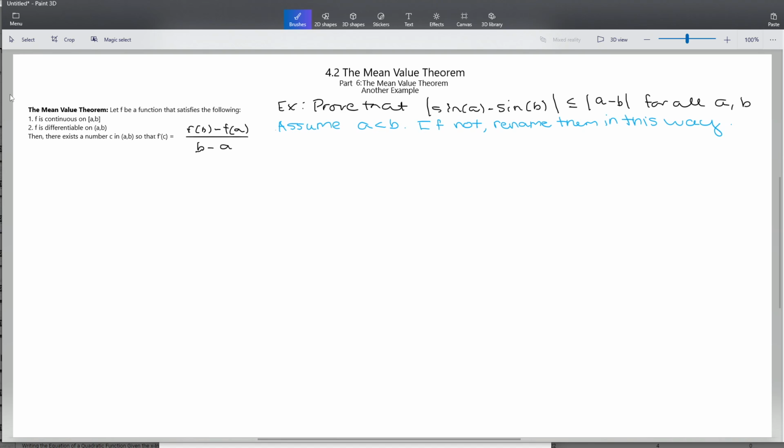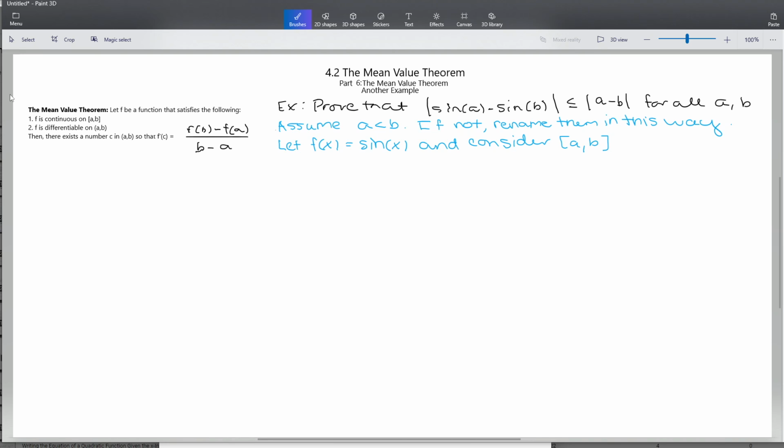So what we need to do is look at a function. If we look at the right side of the mean value theorem, we can see that we have f of b minus f of a over b minus a, and this is looking real similar to sine of a minus sine of b over a minus b. So we're going to let f of x be sine x, and we're going to consider the interval AB.